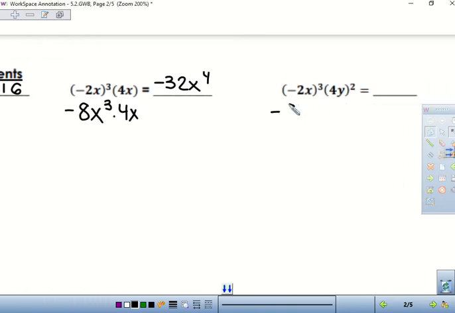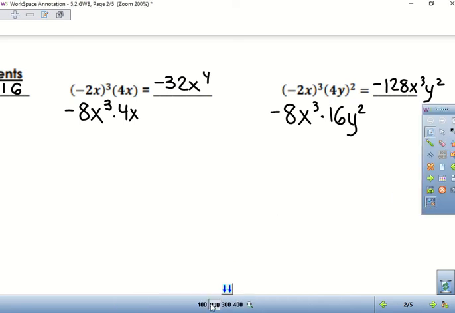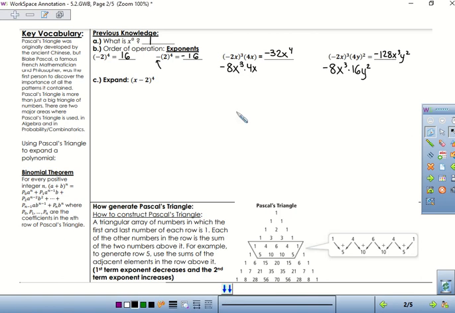And then this one's going to become negative 8x cubed times 16y squared, which will give me negative 128x cubed y to the second. Alright, so now that you're good with all that, that stuff is going to come up throughout this lesson a few times, so I'll explain why that's so important. So the next question says to expand x minus 2 to the 4th power.